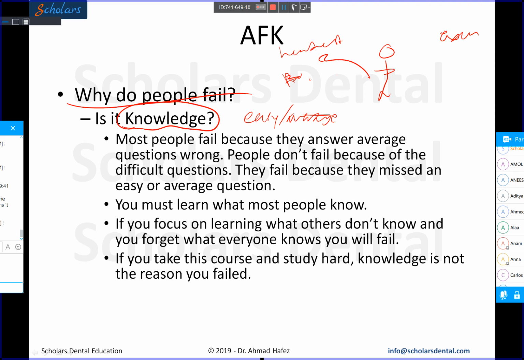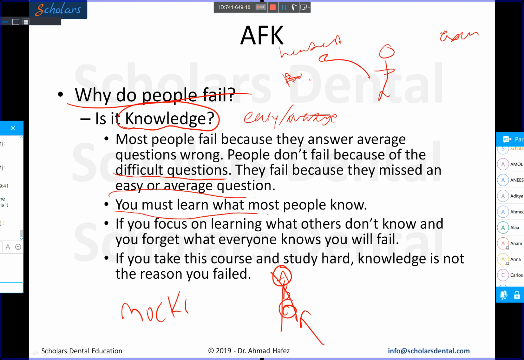And I'll tell you the truth here, from my experience from mock exams, people that are good students, that know their stuff, choose the wrong option sometimes. Like, they know the answer is A, but they choose C. And then when they realize after the mock that they chose C instead of A, they're surprised. Why does that happen, guys? Stress, right? It's confusion. So there's a lot of things that happen in the exam that have nothing to do with knowledge. Now, most people fail because they answer average questions wrong. People don't fail because of difficult questions. They fail because you missed an easy or average question.